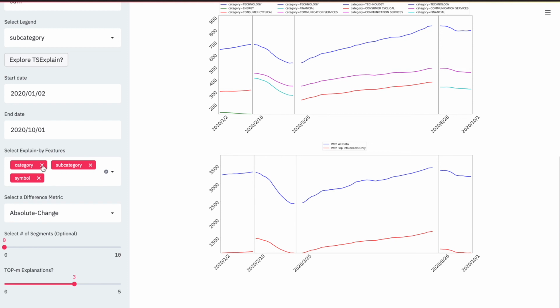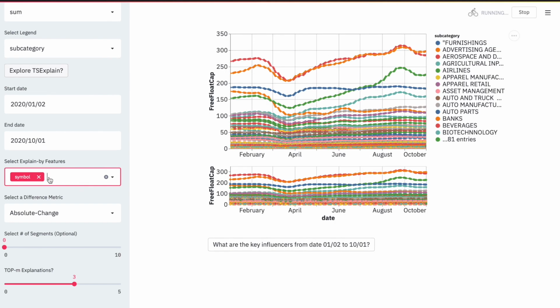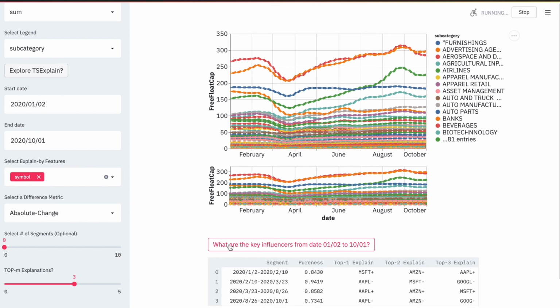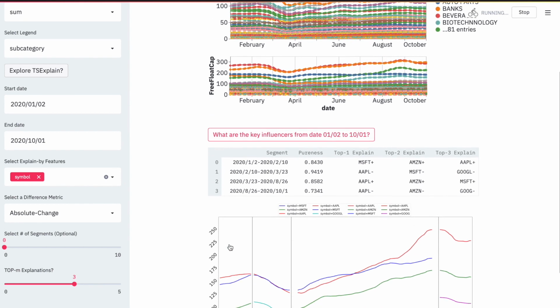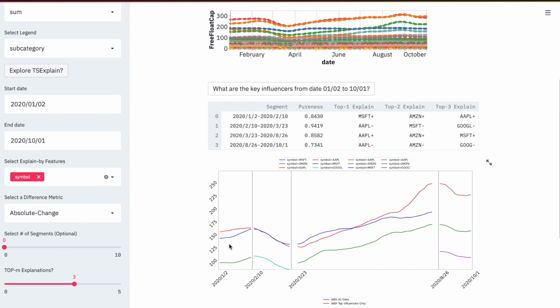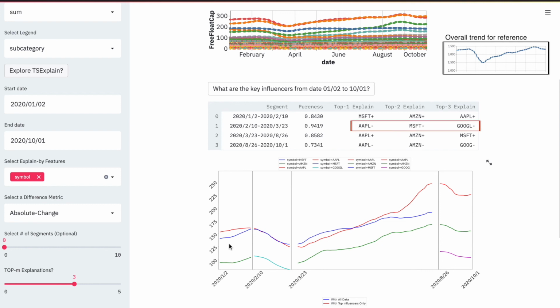If we would like to understand which stocks could explain the trend, we can select the explain by features as stock symbol. As we can see, Microsoft, Apple, Amazon, and Google are the main reasons for the rise and fall. This also further explains the earlier result that the main factor is the technology category. Also, we can find Amazon is not declining as much as Apple, Microsoft, and Google during the stock market crash, maybe due to its advantage in online shopping.